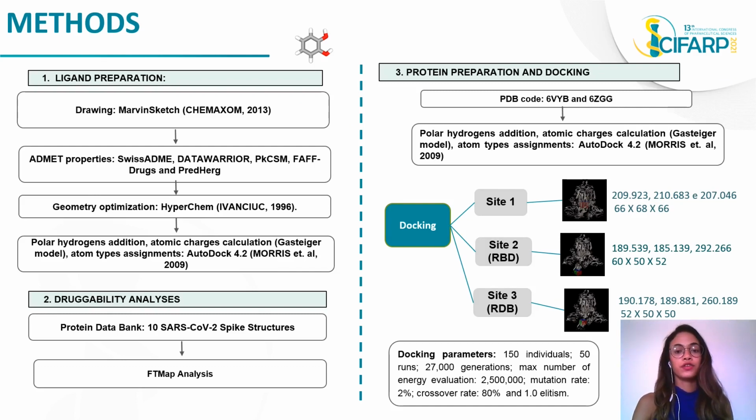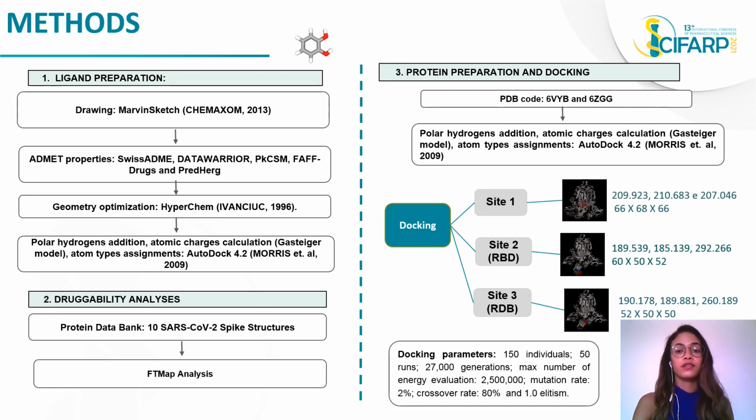In MarvinSketch, we drew the structures and calculated their physicochemical properties. Next, the pharmacokinetic properties were analyzed in several servers, such as PreADMET, SwissADME, DataWarrior, and pkCSM. The 3D structures of the ligands were optimized in the software Avogadro. Finally, we used AutoDock Tools to adjust parameters, such as addition of hydrogens, calculation of Gasteiger charges, and setting the atom types. Spike structures were selected from the Protein Data Bank, analyzing druggability.